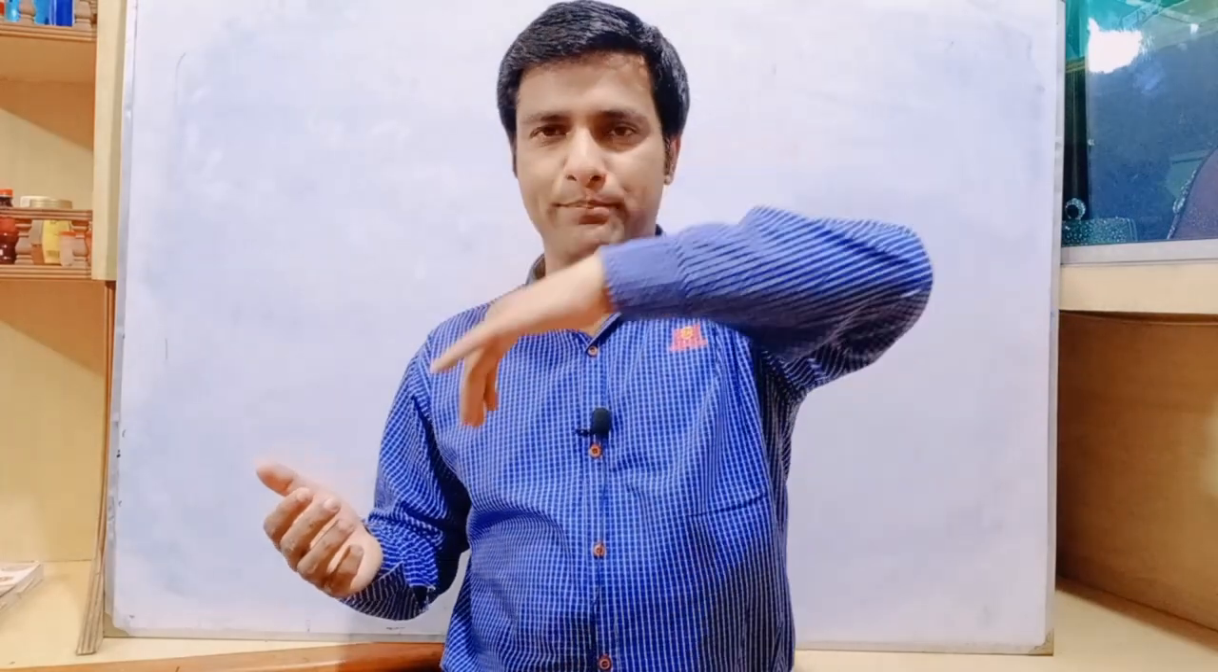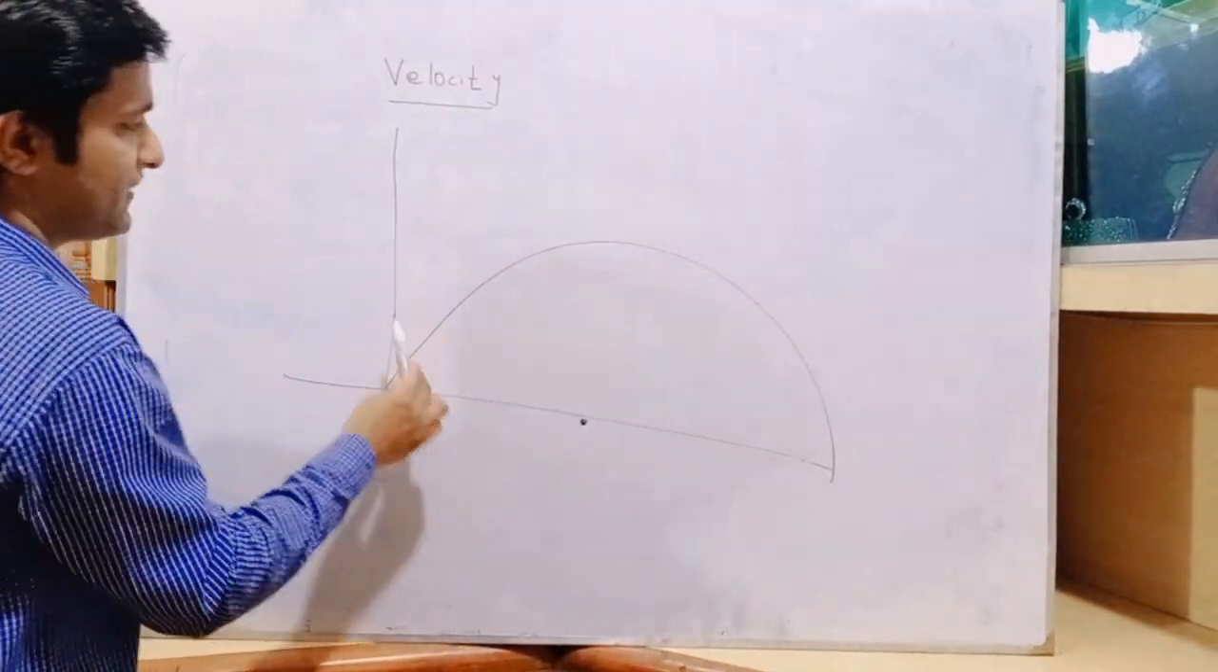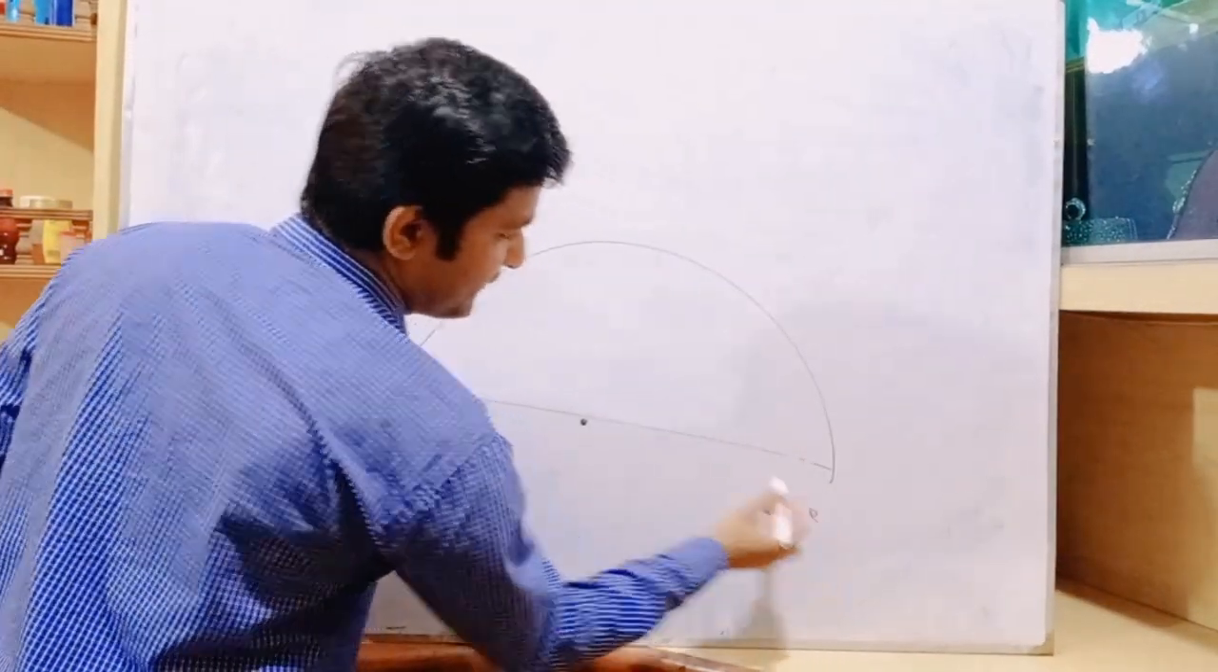What is trajectory? Trajectory is the path followed by a projectile, because the projectile path is like this. So this curvy and parabolic path is called trajectory. This is basically projectile motion. You can see this is two-dimensional. This is X and this is Y.